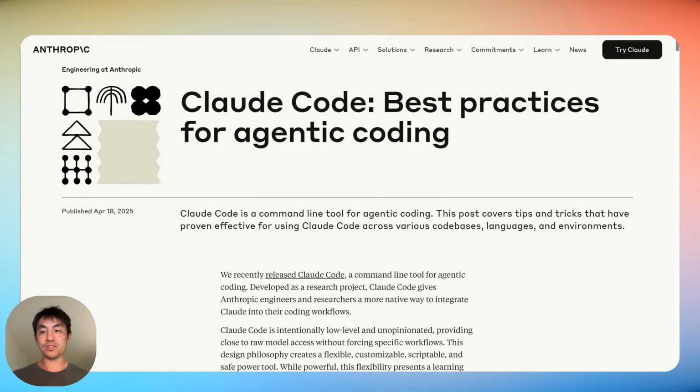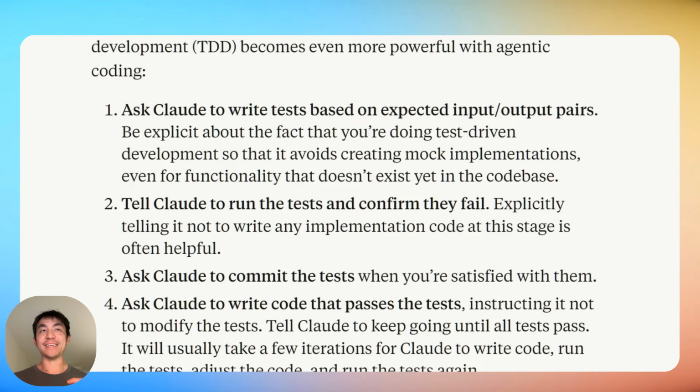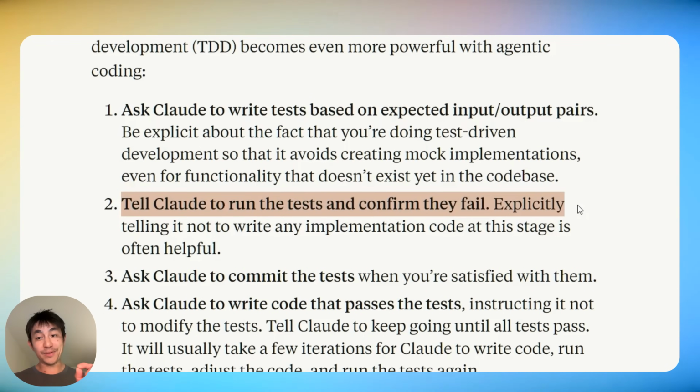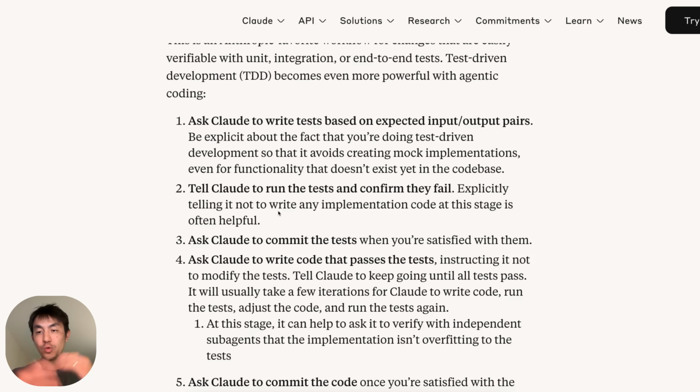Take a look at this document written by Anthropic. It says that you should always ask Claude to write tests based on the expected input and output pairs. Then you tell Claude to run the tests to confirm they fail first. And then you ask Claude to write the code that passes the tests. And you do this for every single functionality that you're building within your application.